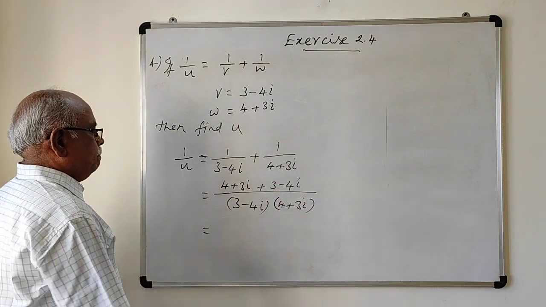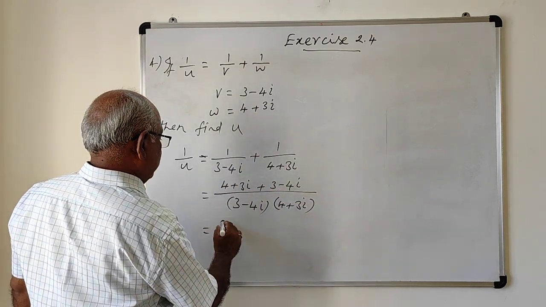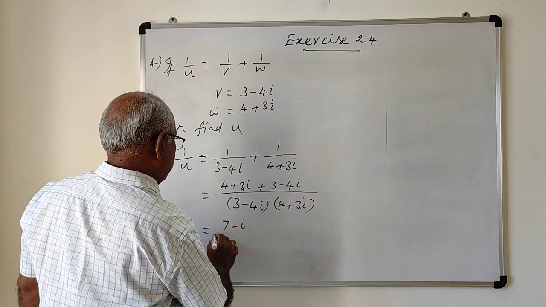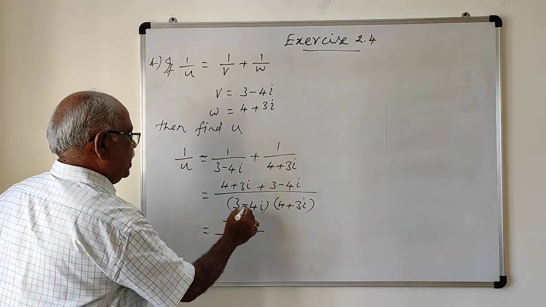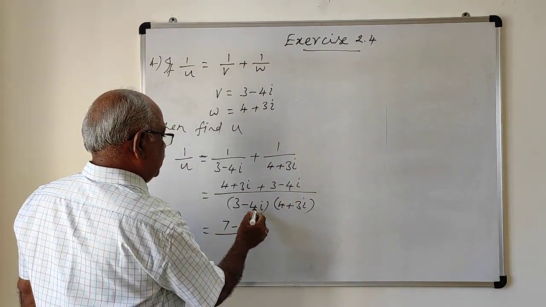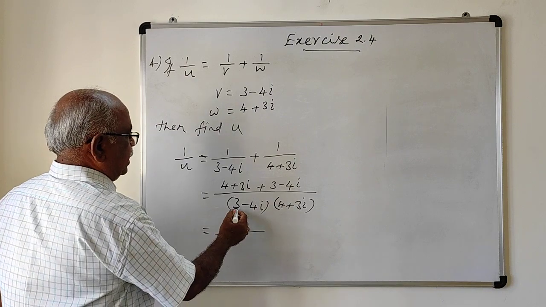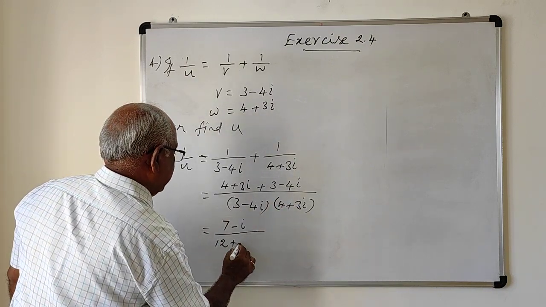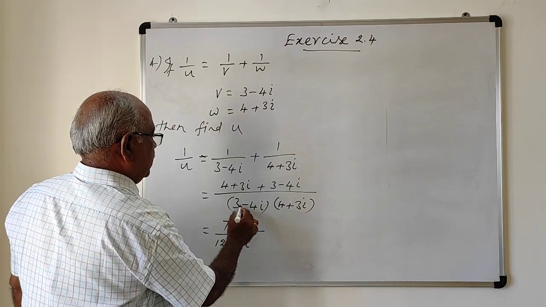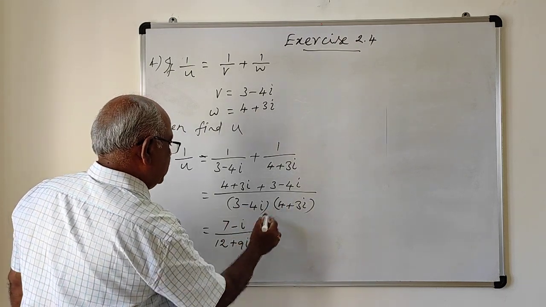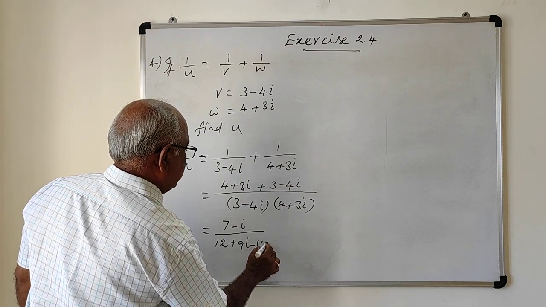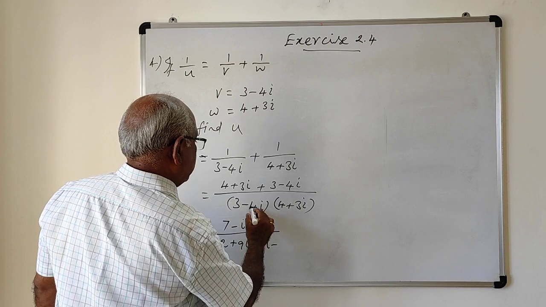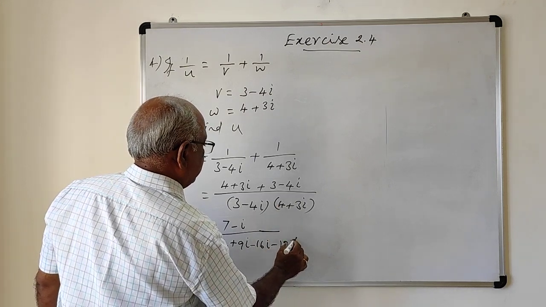Numerator 4 plus 3 is 7. Minus 4i plus 3i is minus i. So 7 minus i in the numerator. Denominator is (3 minus 4i) into (4 plus 3i). 3 into 4 is 12. 3 into 3i is 9i. Minus 4i into 4 is minus 16i. And minus 4i into 3i is minus 12 i square.